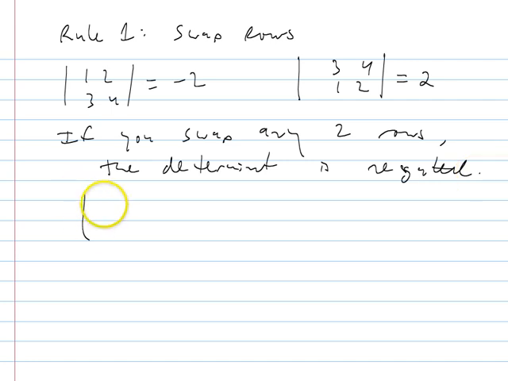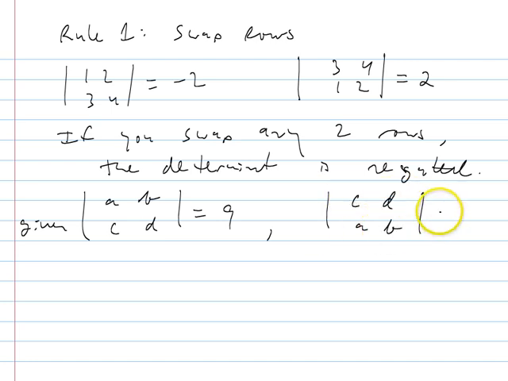So a test question is something like this. If I say given that the determinant of some matrix A, B, C, D is 9, then what's the determinant of C, D, A, B? What do you think the answer would be? And yes, it's negative 9.